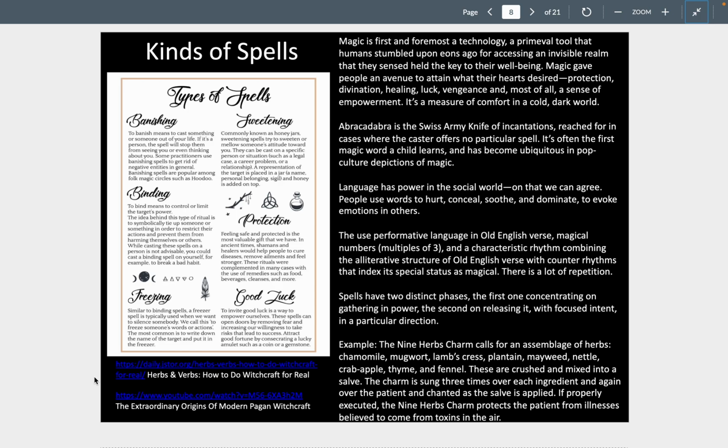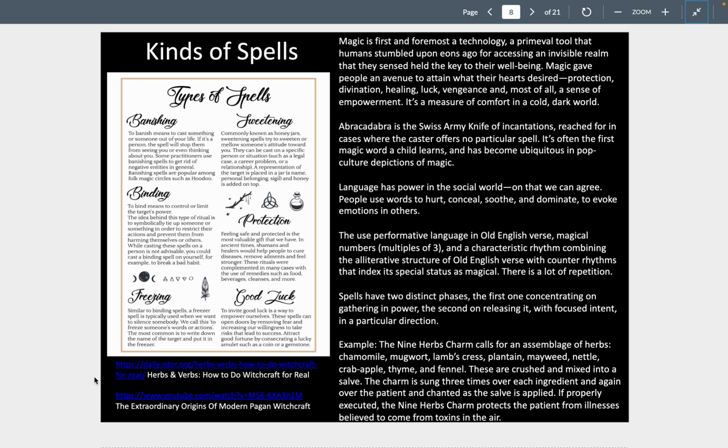In terms of using words, abracadabra is the Swiss Army knife of spells, reached for in cases where the caster offers no particular spell. It's often the first magic word that a child learns, and has become ubiquitous in pop culture in depictions of magic.